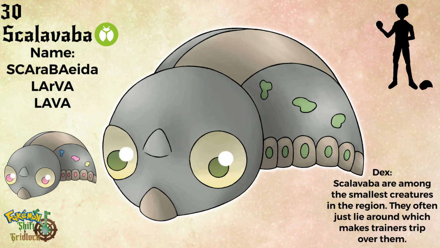Here is the second regional bug Fakemon, Scalavaba. The name comes from the scientific name for the family to which rhino beetles belong to, Scarabaeidae, combined with larva and lava. The lava part was a coincidence, but since it will be a bug rock type, that was fitting, and color-wise it looks a bit like cooled down lava. The shine is supposed to resemble the colorful marked side, which I previously mentioned.